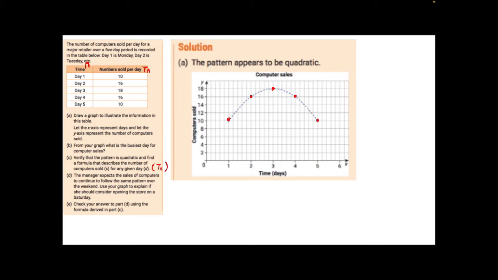So joining these points together, we can see that we have a U-shaped graph, which means that we have a quadratic graph. So it looks like we're going to have a quadratic pattern here.